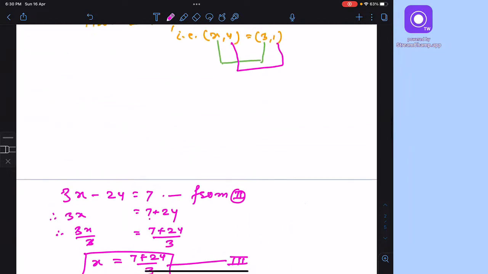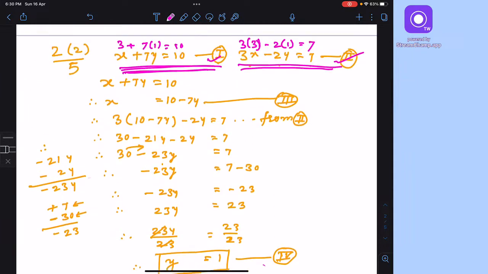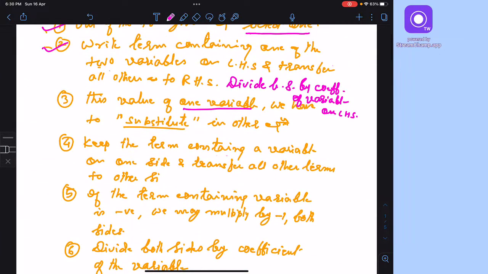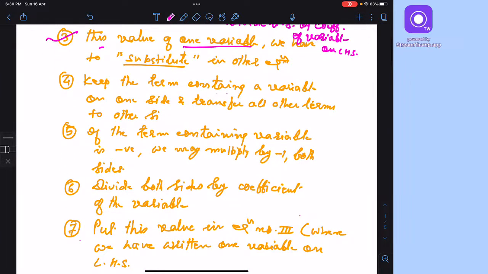Now what we have to do? Let us see. Write the term containing one of the two variables on LHS and transfer all others to RHS. Divide by the coefficient. This value of one variable we have to substitute in the other equation. Yes, we have done that. Now keep the terms containing a variable on one side and transfer all the terms on the other side.